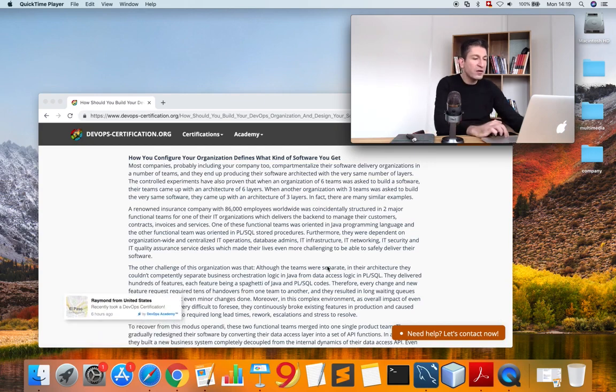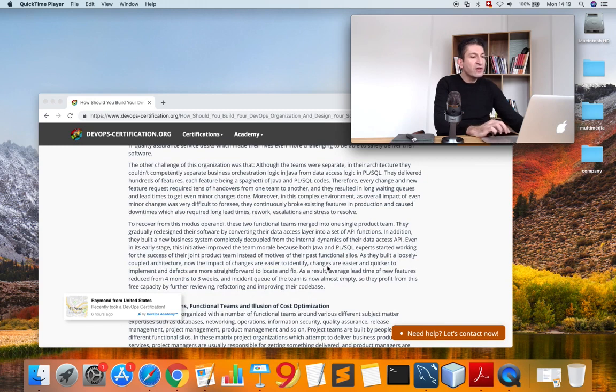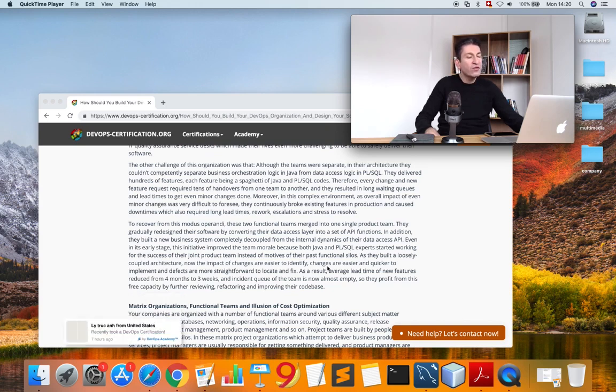Furthermore, they were dependent on organization-wide, centralized IT operations, database admins, IT infrastructure, IT networking, IT security, and IT quality assurance service desks, which made their lives even more challenging to safely and quickly deliver their software. The other challenge of this organization was that although the teams were separate in their architecture, they couldn't competently separate business orchestration logic in Java from data access logic in PL/SQL. They delivered hundreds of features, each feature being a spaghetti of Java and PL/SQL code.